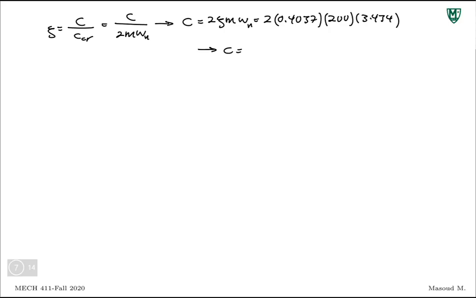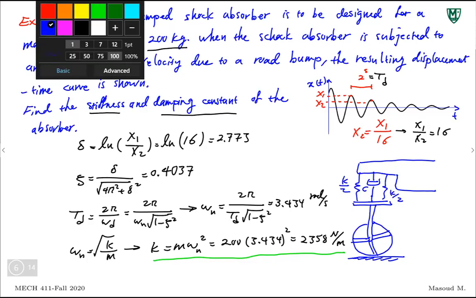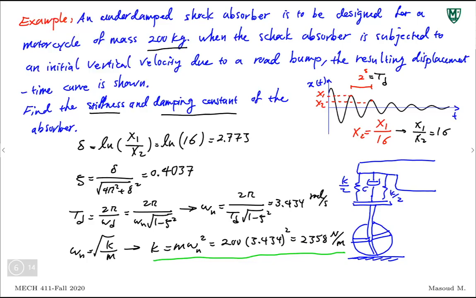I got, hopefully I'm correct, 554.5 Newton second per meter. All these are based on the fact that the X is calculated in meters. So let me add it here. Sorry, going back and forth between the slides. I know it can be annoying. This is the unit meter for this.